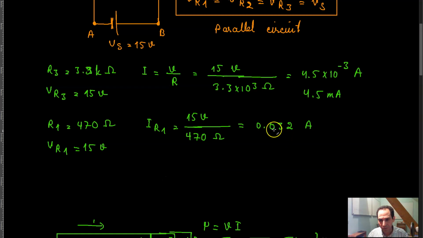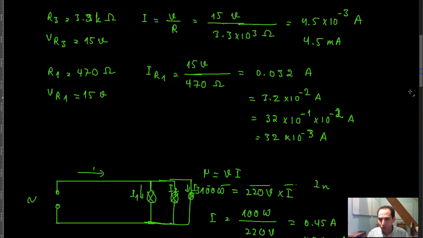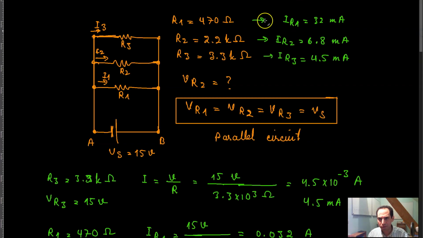So this is 3.2 times 10 raised to the power negative 2 amps, which is the same thing as 32 times 10 raised to the power negative 3 amps, which is the same thing as 32 milliamps, of course. So now 32 milliamps here, that is correct.